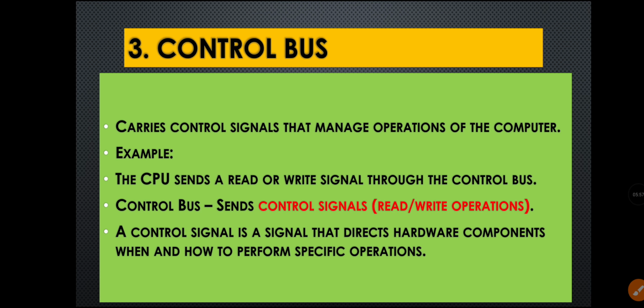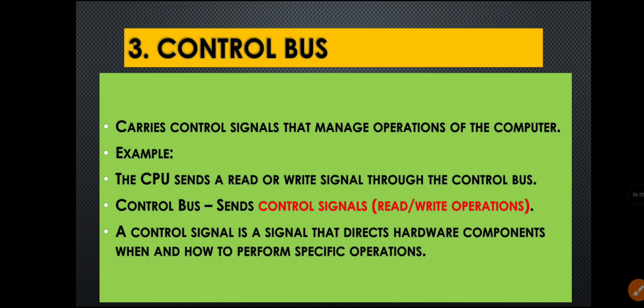So what are the different signals? A read signal and a write signal. It sends the read or write signals through which bus? Control bus. So the function of control bus is what? It sends control signals, that is read or write operations. So the question is, what is a control signal then? A control signal is a signal that directs hardware components when and how to perform a specific operation. What operation has to be done, how it has to be done, when it has to be done.